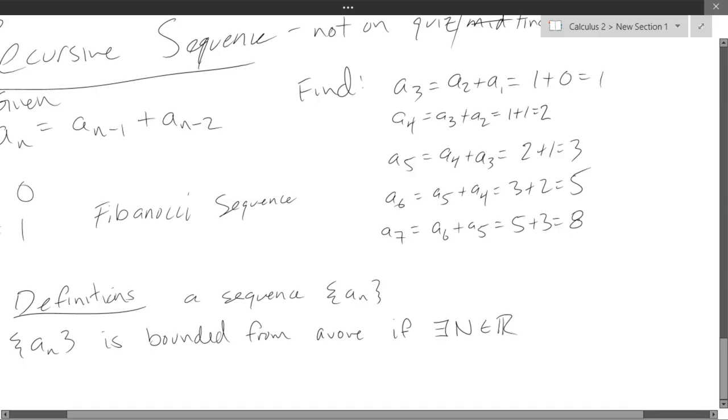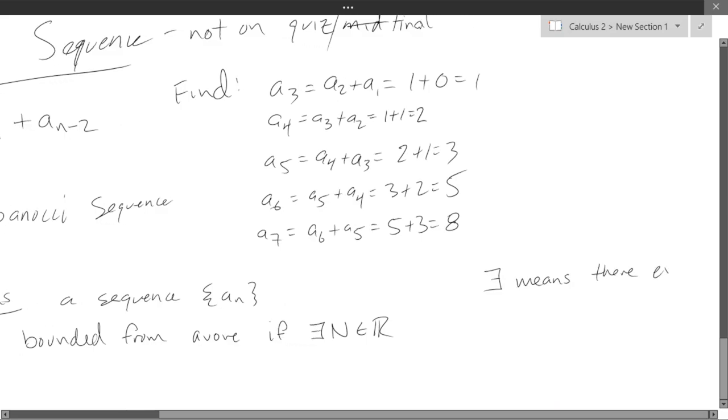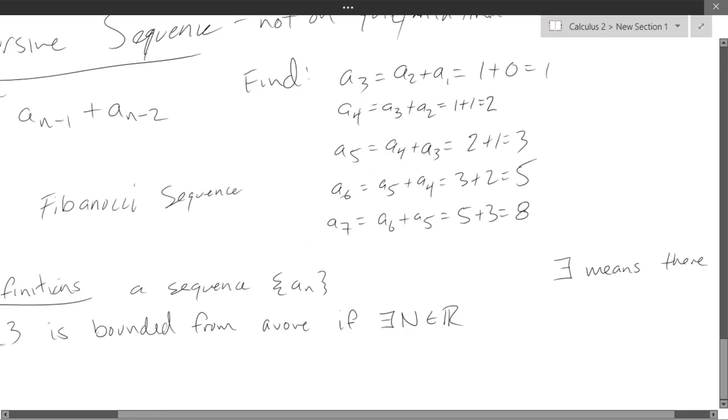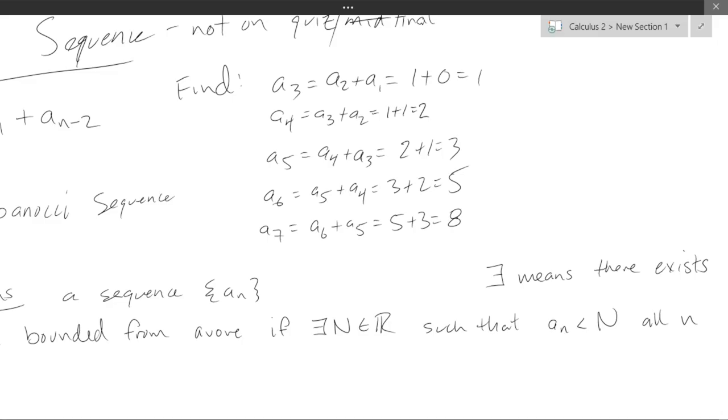And have I done the backwards E yet for there exists? No? All right, time to write that down too. So backwards E means there exists. So this is bounded from above if there exists an N, a real number N, such that a_n is less than big N for all n. So that means there's some big number N that all the terms of the sequence are less than. That's what bounded from above means.